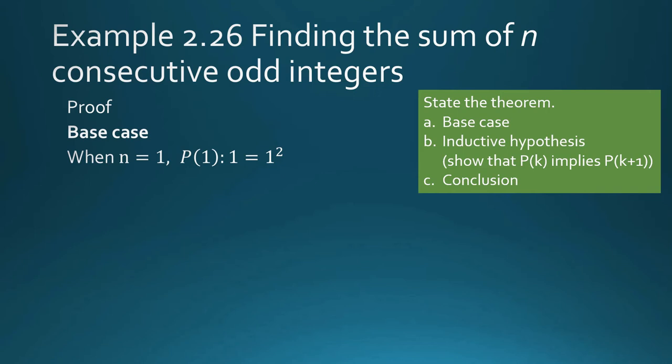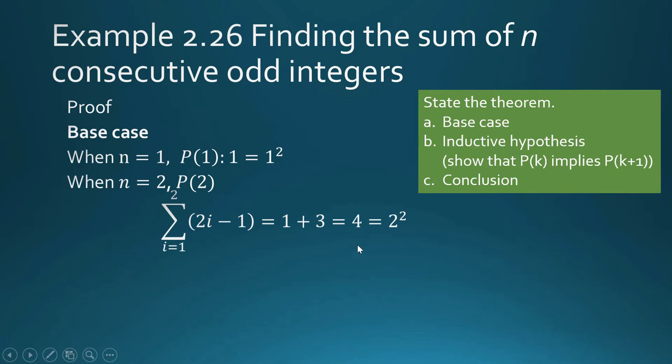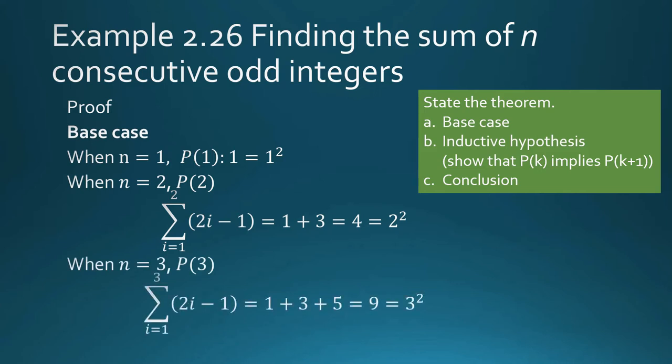Is the proposition true when n is equal to 1? Well, yes. 1 is equal to 1 squared. How about when n is equal to 2? 1 plus 3 is 4. 4 is 2 squared. It's true. How about when n is equal to 3? That would be 1 plus 3 plus 5 is equal to 9. But 9 is 3 squared. So the proposition is true for n is equal to 1, to 2, and to 3.